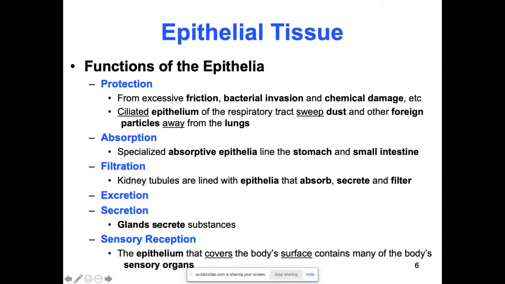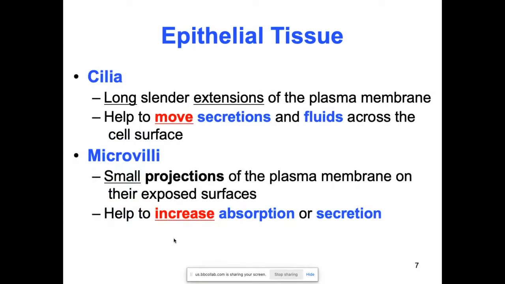Secretion, well, you have glands like the mammary glands and the sebaceous glands and sudoriferous glands that are secreting. And sensory reception. We have epithelium that covers the entire surface of the body, and the skin is highly, highly sensitive, right? You can feel if a little mosquito or an insect is crawling on you.